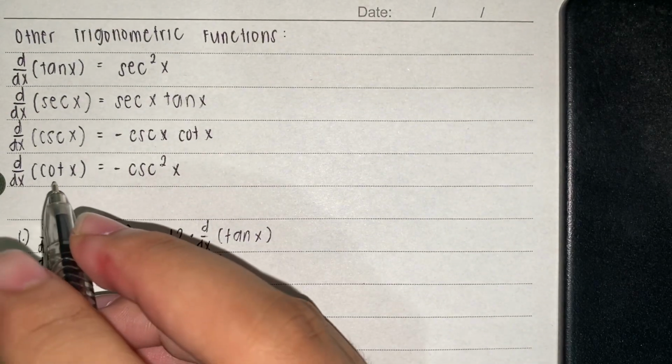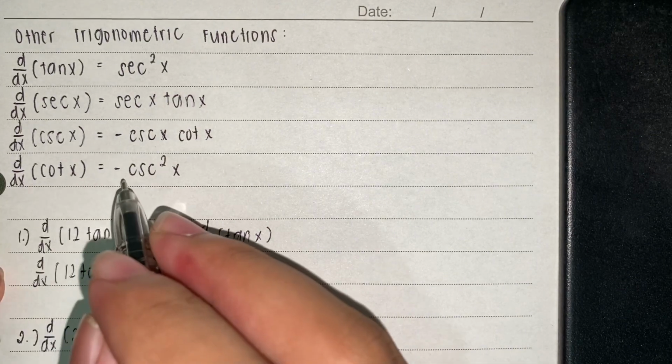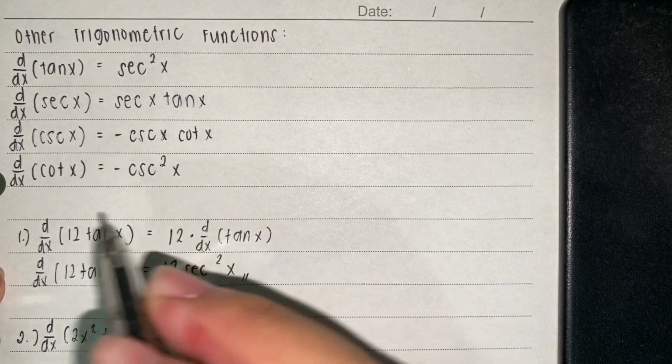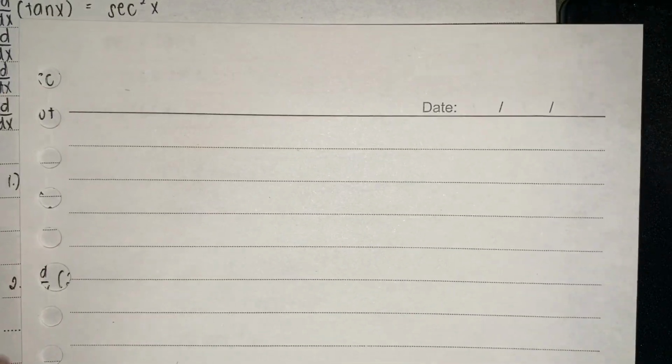So moving on to the last and final trigonometric function that we're going to tackle, which is going to be cotangent x. So the derivative of cotangent x is going to be negative cosecant squared x. So without further ado, let's get right into the examples once again. So number 7, let's say we're going to find the derivative of 5x cotangent x.